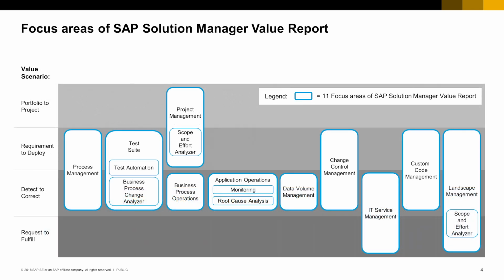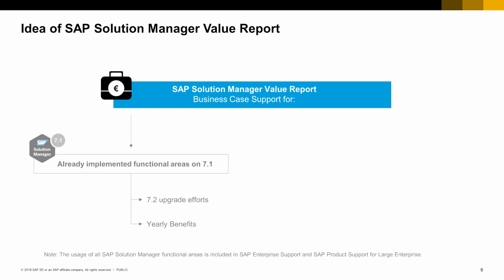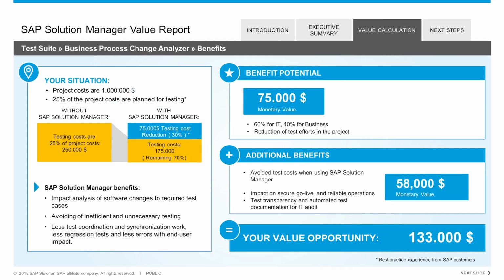There are 11 focus areas in the SAP Solution Manager Value Report. For example, the process management, the test automation, the scope and effort analyzer, the root cause analysis, or the custom code management. For each of these areas, you can choose if you want to upgrade it from SAP Solution Manager 7.1, or if you want to implement it on SAP Solution Manager 7.2. And for each area you selected to upgrade or to implement, we look on one side at the effort and on the other side at the benefits. Let's see how we calculate the efforts and benefits of a functional area.